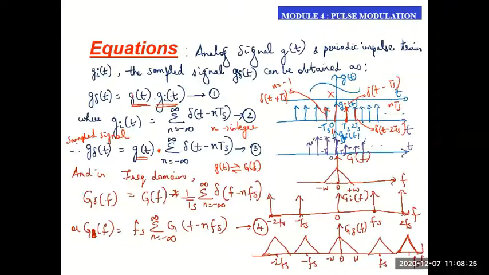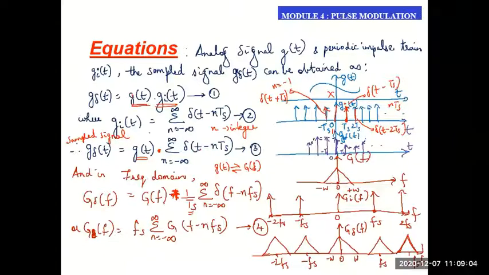Multiplication should be replaced with a convolution operation. And the Fourier transform of this periodic impulse train becomes delta f minus nfs. T we are just changing to f. You can just try this out at home. Go home and check out how to find the Fourier transform of a periodic impulse train. The Fourier transform will be the same thing, except I have this scaling factor fs or 1 by Ts along with this. Here there is no scaling factor, it is just 1.